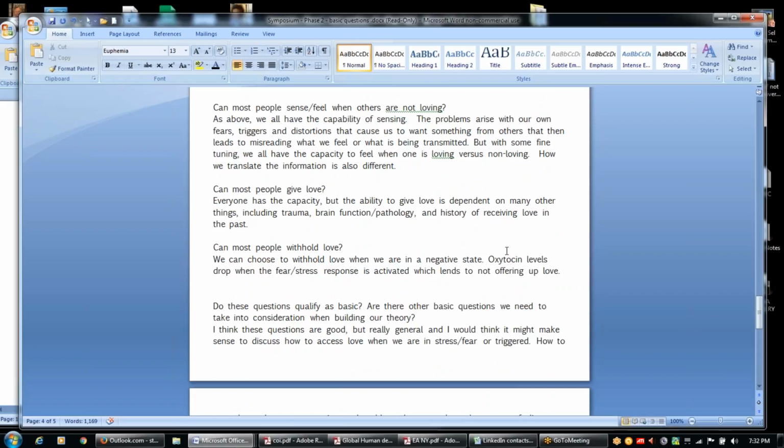Can most people withhold love? We can choose to withhold love when we're in a negative state. Oxytocin levels drop when the fear stress response is activated. So here is someone who's written the book The Love Response, and one of the things we need to really consider is integrating the science with our experience to explain our experience and philosophy.